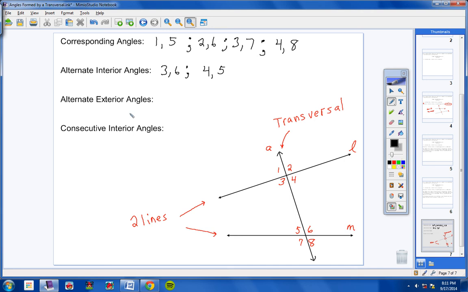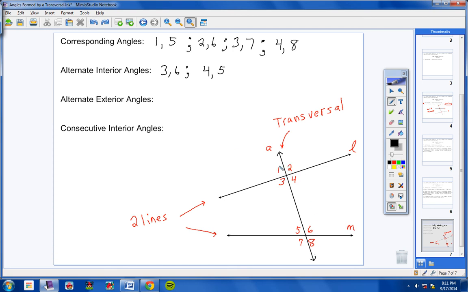You can probably figure this one out on your own just based on the last definition. First of all, the word exterior refers to the angles that are on the outside of the two intersected lines. So angles 1 and 2 and 7 and 8 are what we call exterior angles. Okay, and alternate just means you're looking for angles that are on different sides of the transversal.